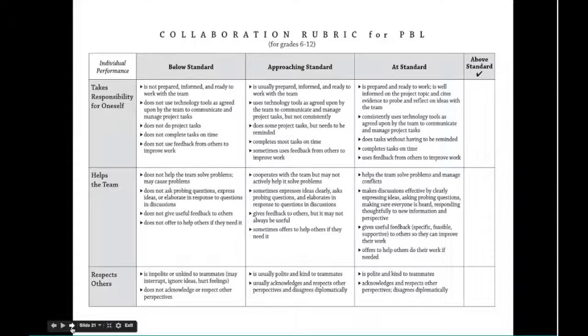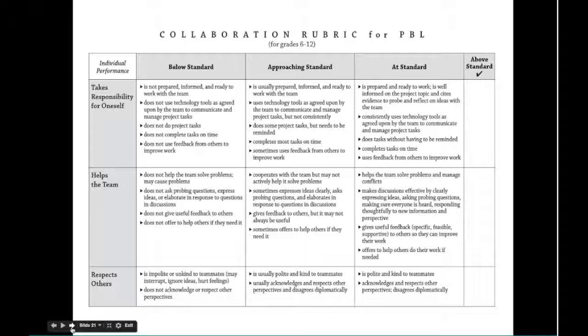Here's an example of a collaboration rubric within a Buck Institute PBL project, and these are for grades 6 through 12. We always want to take a look at the right-hand side, which is at standard, or agreeing to what's above standard. And if we're talking about a language classroom, the above standard would definitely be staying in the target language the majority of the time.